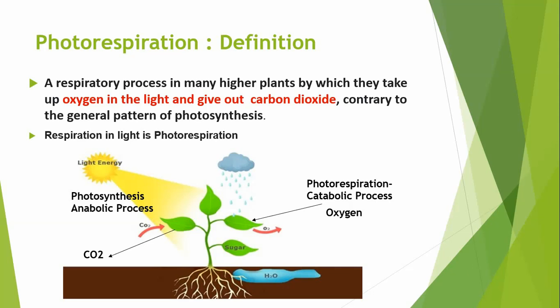You can see in this diagram, on the left hand side is the photosynthesis process. It is an anabolic process. The plant takes up carbon dioxide and light and produces sugars. Whereas photorespiration is a catabolic process. The plant starts taking up oxygen and starts giving out carbon dioxide. So both are opposite processes.